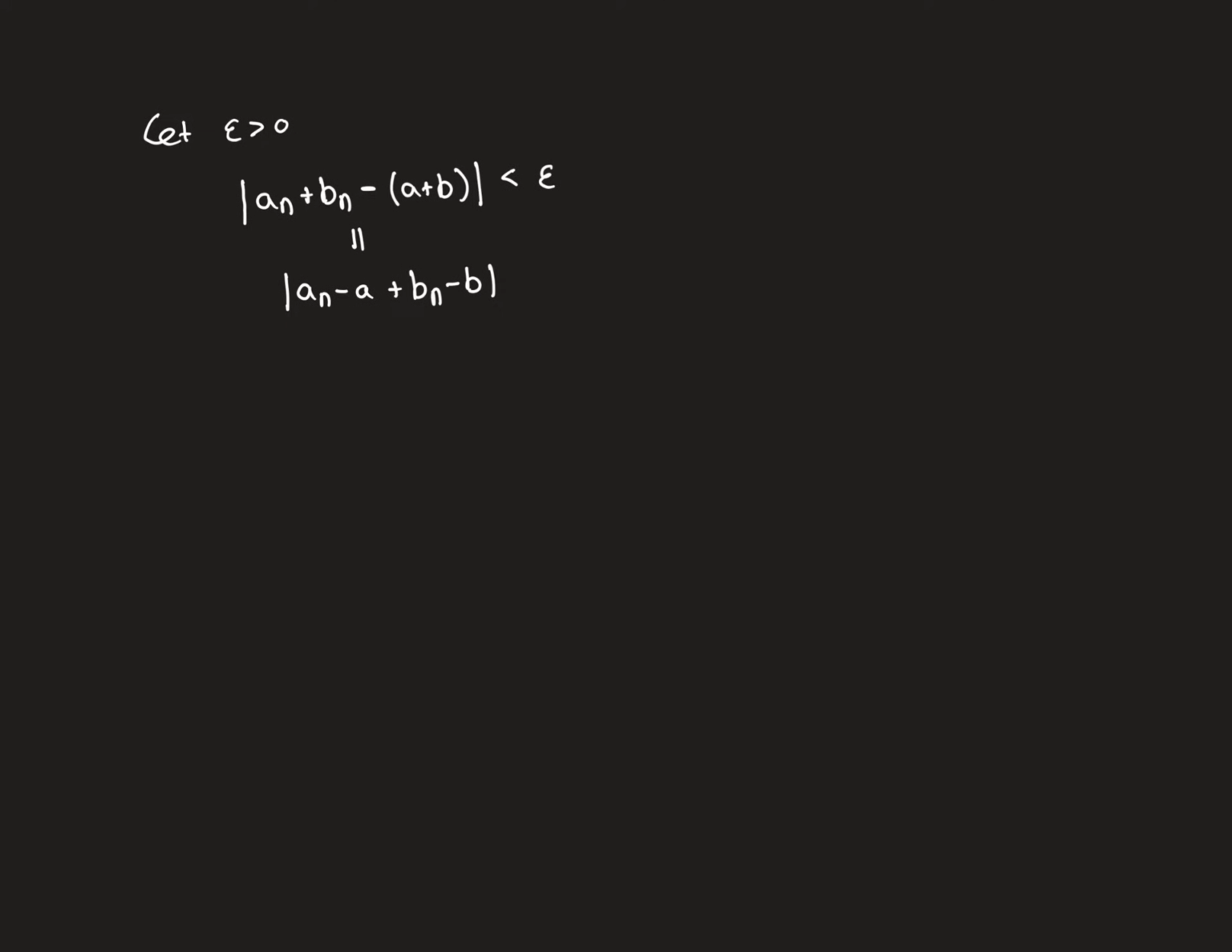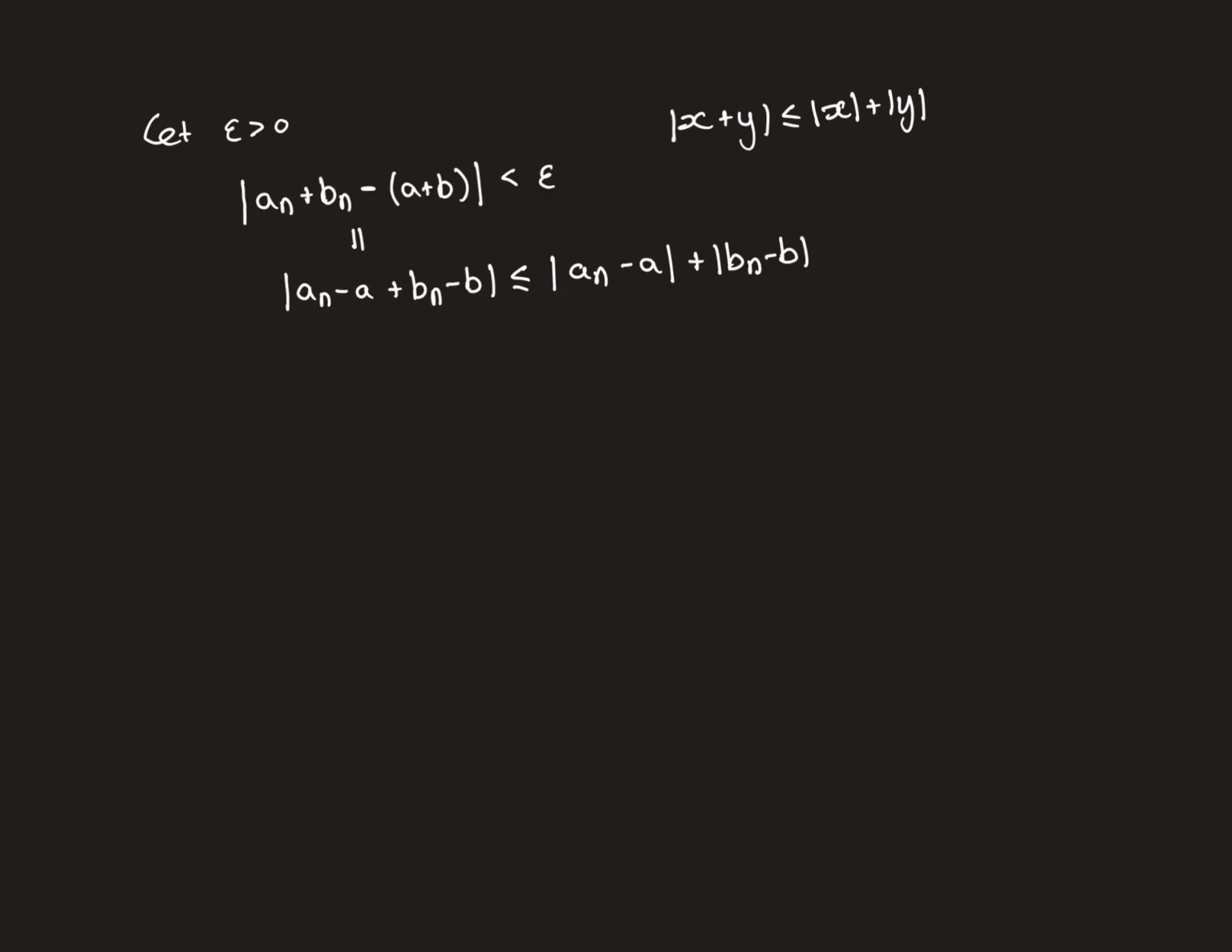However, we can now apply the triangle inequality, which in the real line is the inequality mod of x plus y is less than or equal to mod of x plus mod of y. And here we're going to let x be this bit and y be this bit. So we can now say that this is less than or equal to mod of an minus a plus mod of bn minus b. And that's brilliant because we've got it written in terms of things that we know something about. However, we want to make this less than epsilon.